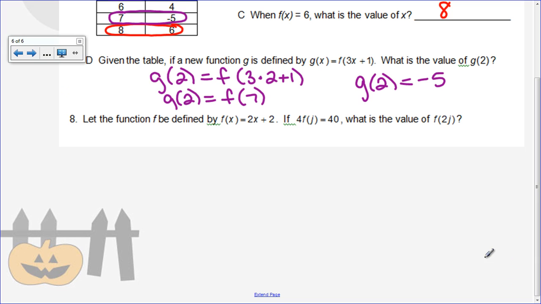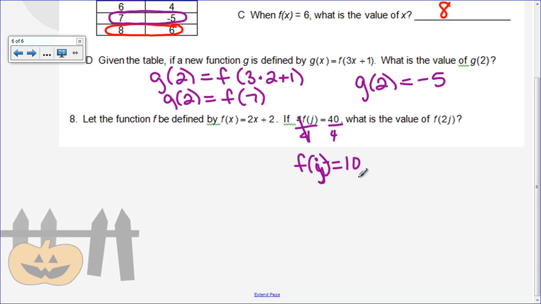Okay, so we have to find out what f of j is so that we can use this. F of x, f of j, a letter is a letter. We're just going to replace with something. So if I know 4 times f of j is 40, to find out f of j, I'm going to divide both sides of this by 4. And that will give me that f of j, that's a j, equals 10.